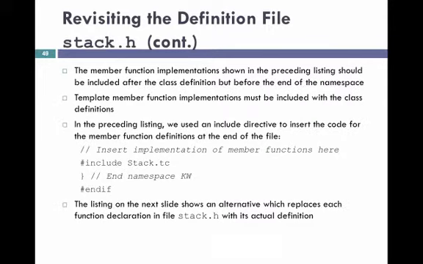Now, the member function implementations in the preceding listing should be included after the class definition, but before the end of the namespace. So the template member function implementations must be included with the class definitions. So if we look in our stack.h header file, we'll see after the class definitions, but before we end the namespace, we include the stack.tc file. The next slide shows an alternative that replaces each function declaration in the file stack.h with its actual definition.